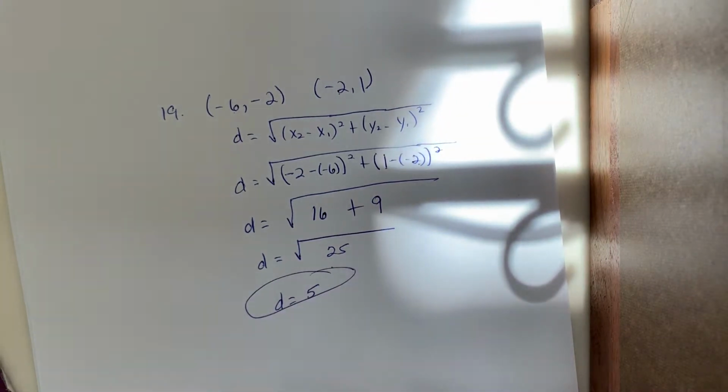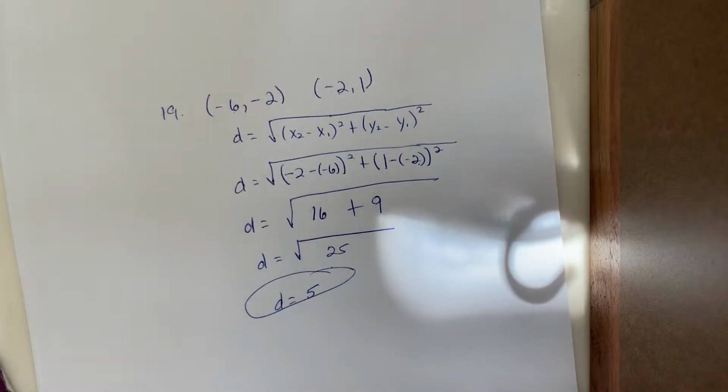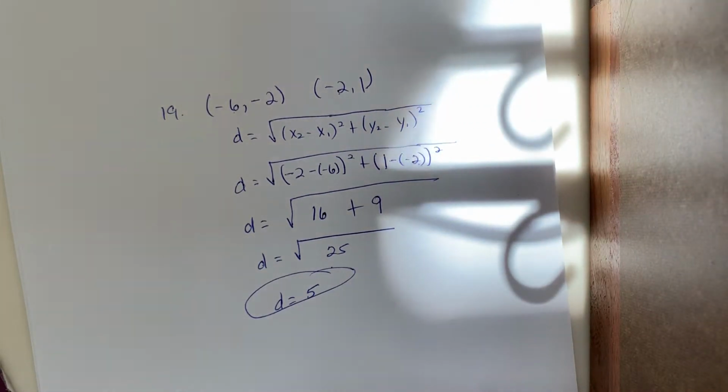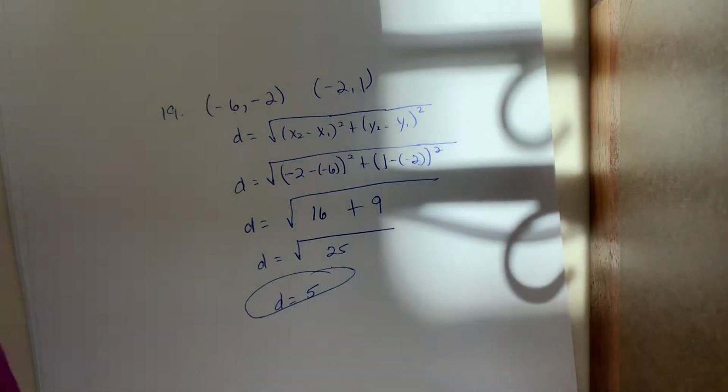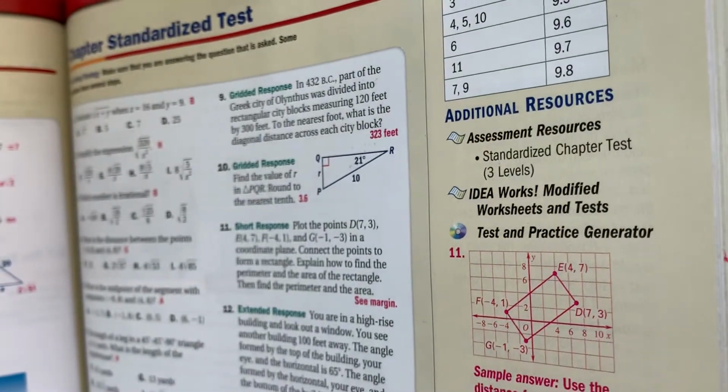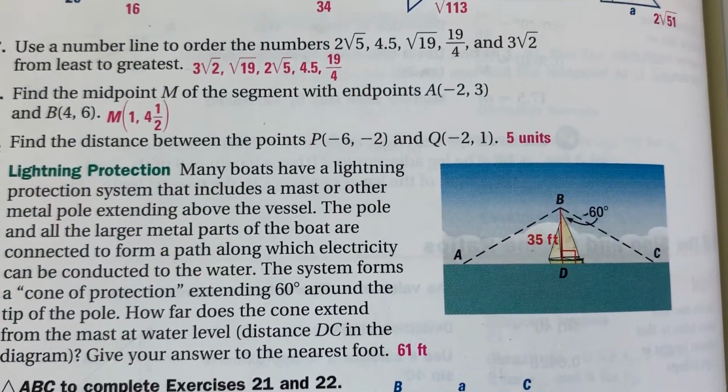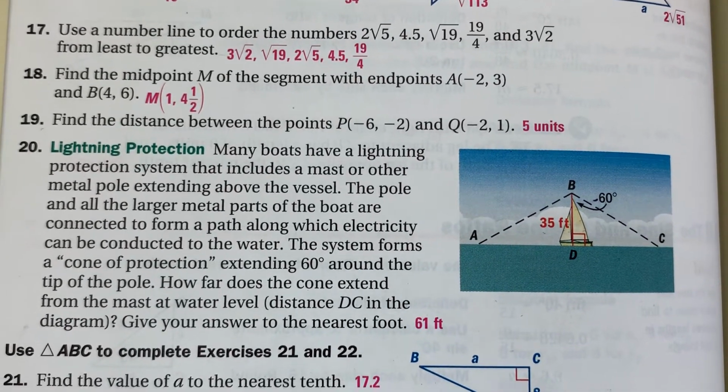All right, so that was number 19 on page 530. Let's do number 20 on page 530. I'm actually going to try to show you the diagram and the problem, and then I'll work through it real quick. So I'll have to move my camera just a little bit here. And we're doing this problem. You can see the answer, but let's work through it.